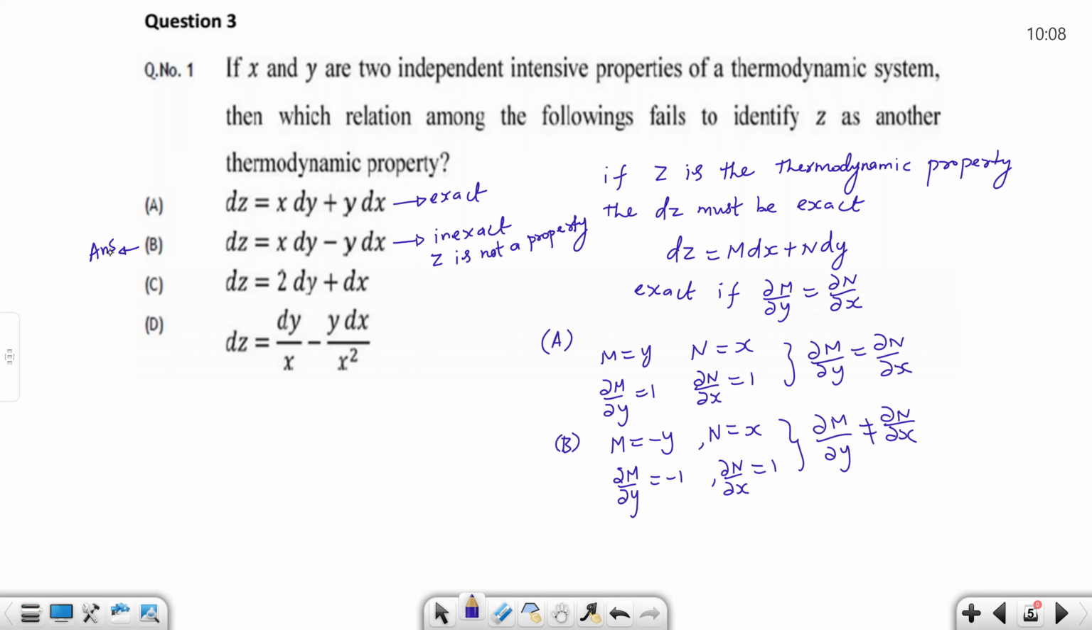Maybe we'll check the other two also. So we will take C. M equal to 1, N equal to 2. Dou M by dou y is 0, dou N by dou x is 0. So in this case also, this is exact. So Z is a thermodynamic property.